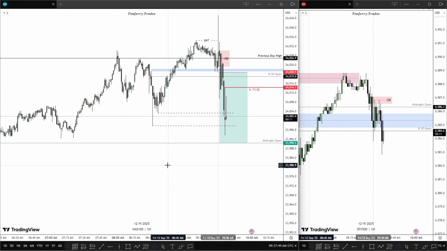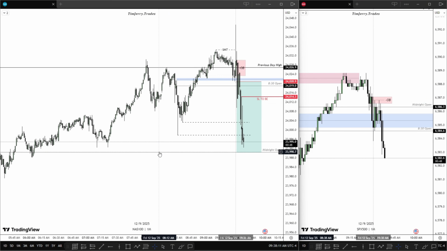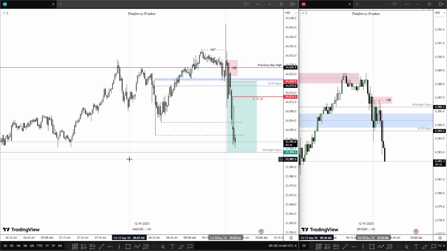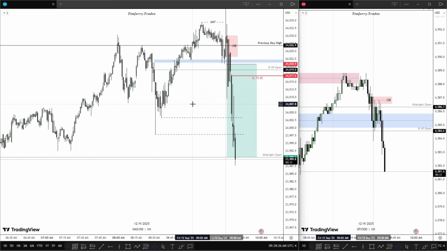So my stops are at break even just at those highs. I'm still waiting for midnight open to be hit. Yeah, as you can see, those equal lows are resting just above the midnight open. And that is final take profit hit. So yeah, that is just the walkthrough for today's trade.